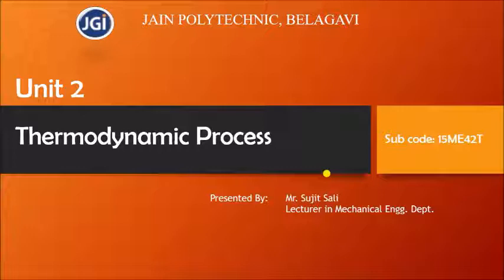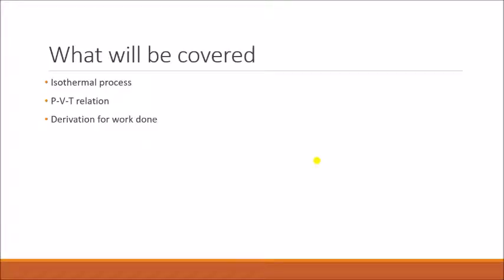In the previous video, we have seen two different types of process, those are isobaric and isochoric process from the chapter Thermodynamic process. So in this video, we cover another type of process, that is isothermal process, its explanation, what do you mean by PVT relation, that is pressure, volume, and temperature relation. And finally, we end the video with derivation for work done during isothermal process.